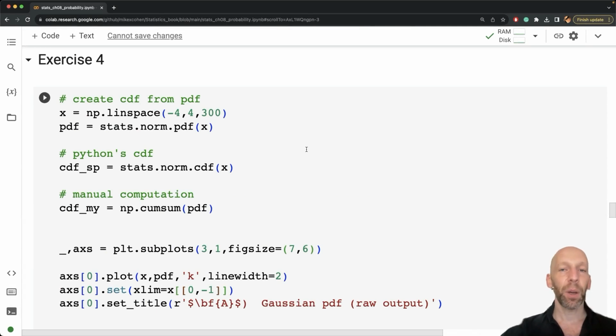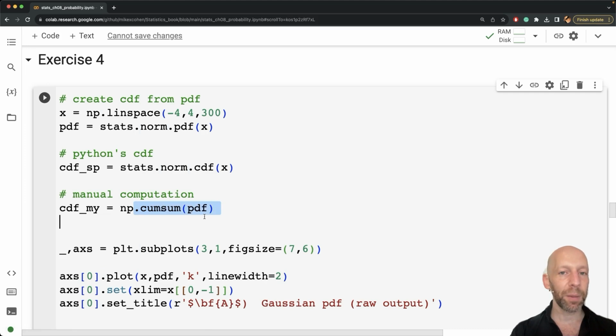After having gone through the code for the previous several exercises, I hope that you will find the code here to be relatively straightforward, which allows you to focus more on the important concepts. Okay, so here is the x-axis grid, -4 to +4 in 300 steps. This is our raw PDF output, so the non-normalized PDF output, which we then take the cumulative sum over to get a CDF. And here I call this, I don't know why, I could have called this NumPy or something. Anyway, and then here is the SciPy CDF.